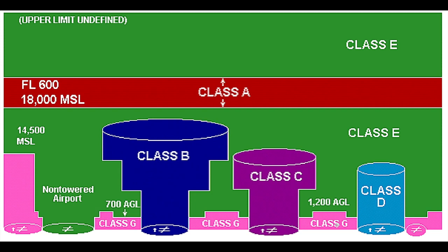So there is not an air traffic control agency monitoring that airspace. It's just too close to the ground, all that kind of good stuff. So up here, Class E is still considered controlled airspace.